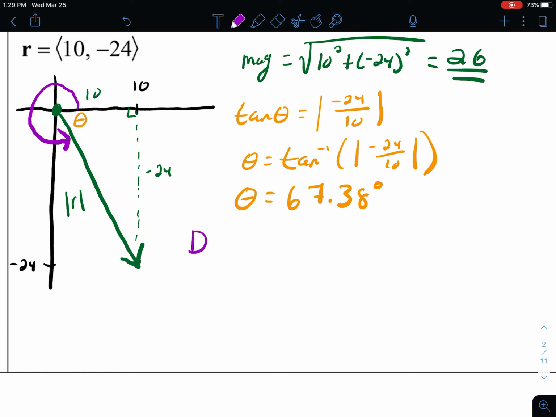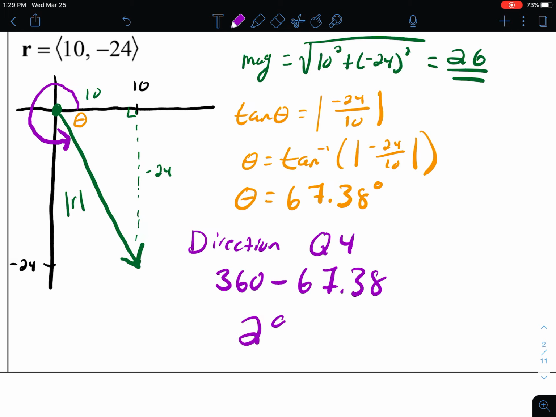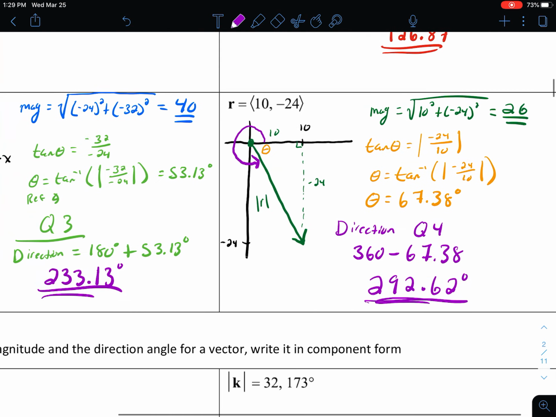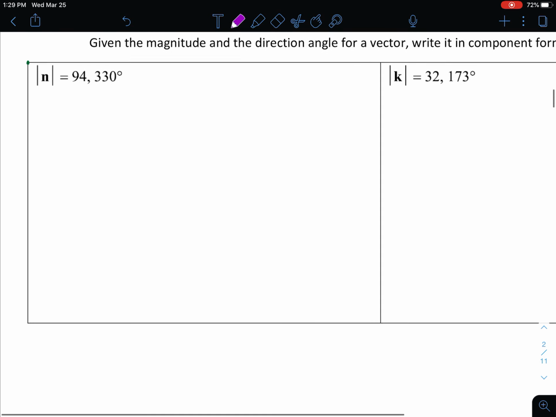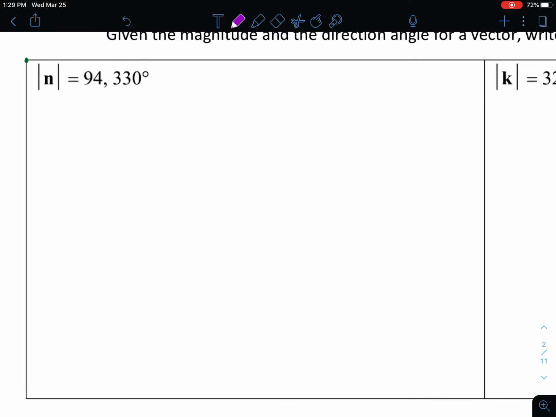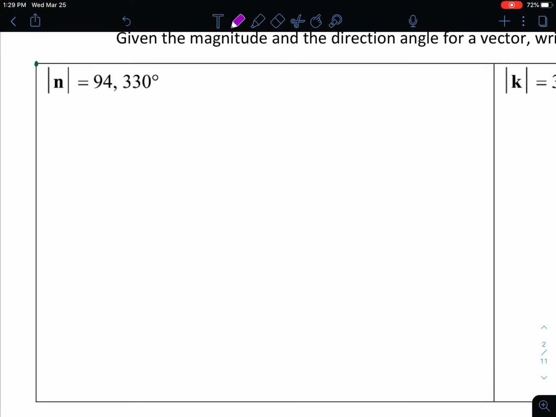67.38 degrees. Now, our actual direction angle, because it's in quadrant 4, is going to equal 360 minus 67.38. Which means that the direction angle for this vector is actually 292.62 degrees. So direction angle and magnitude for all 4 quadrants. One last thing here. Let's say I'm actually given the magnitude and I'm given the direction angle, and I want to write it in component form.